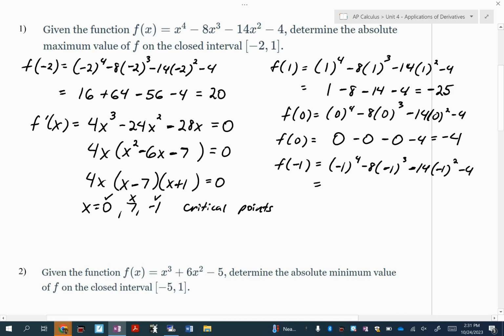Okay, help me with this one. This one's a little tougher. -1 to the 4th power is +1, right? Because it's an even degree. All right, -1 cubed is a -1, but I'm multiplying that by a -8, which gives me a +8. -1 squared is +1, so that's -14, and then -4.